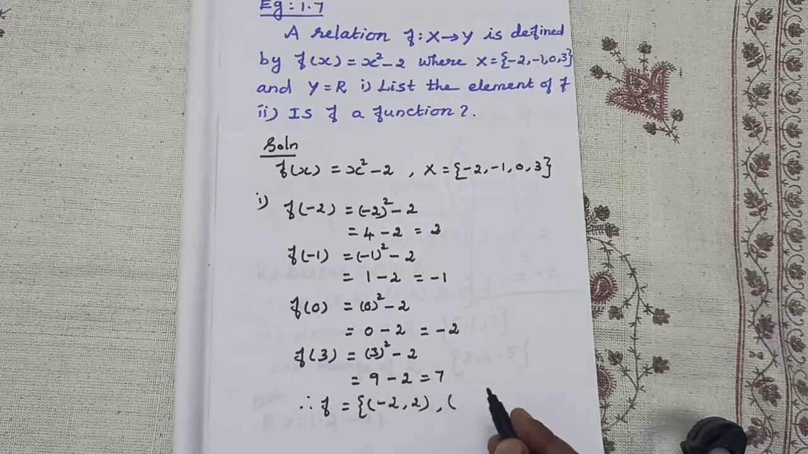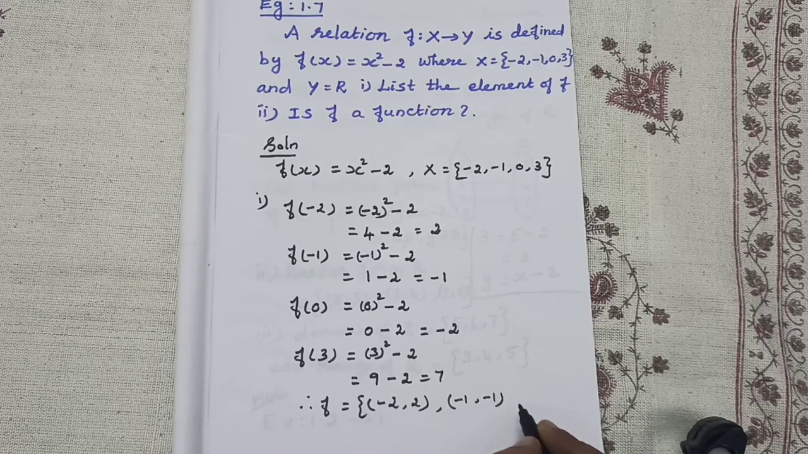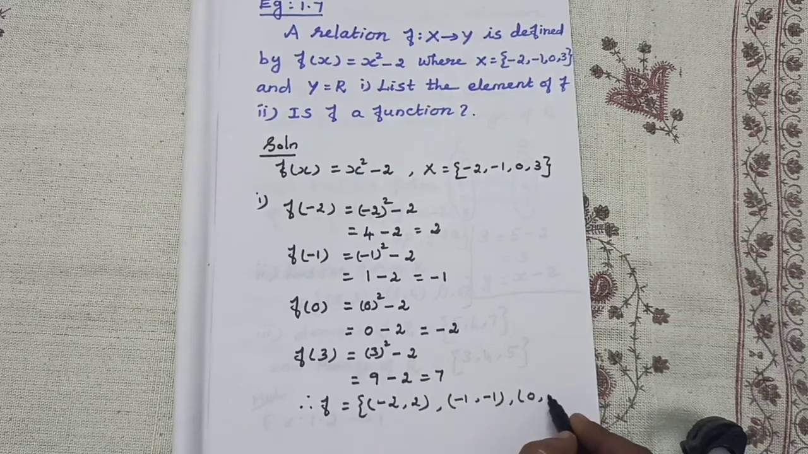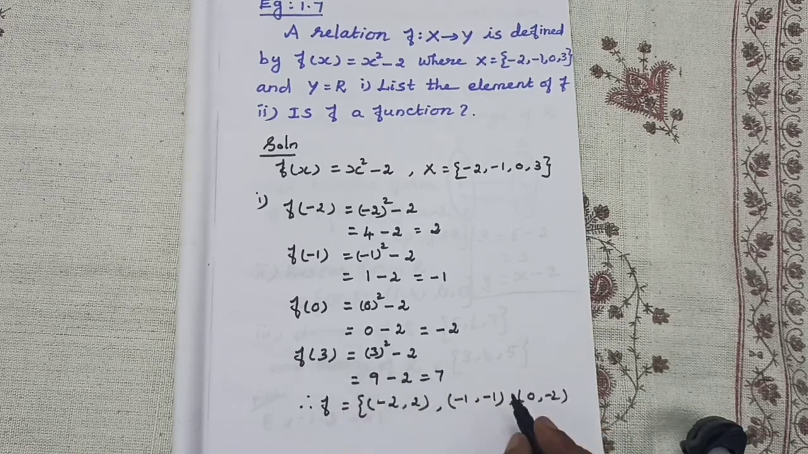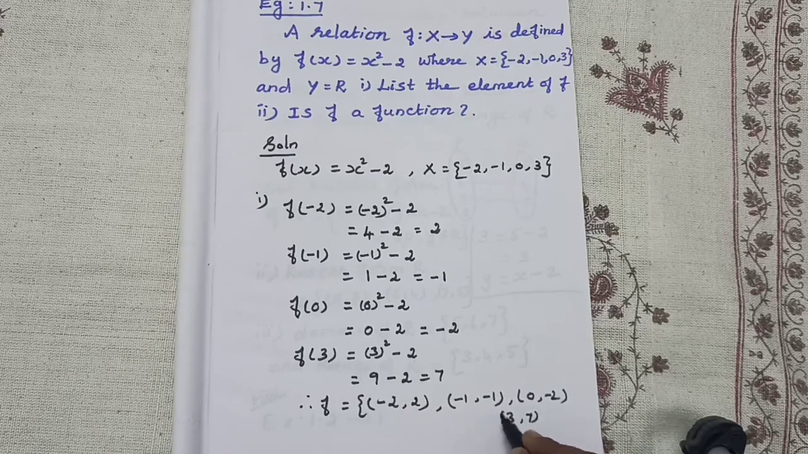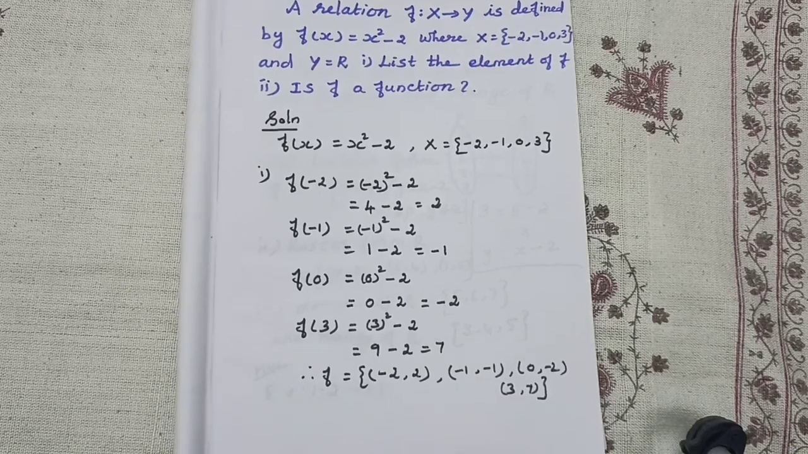Then second one, minus 1, comma, minus 1. Third one, 0, comma, minus 2. Next one, 3, comma, 7. Then close the bracket. Have you understood?